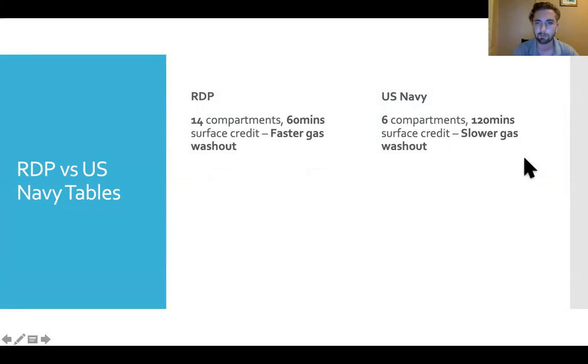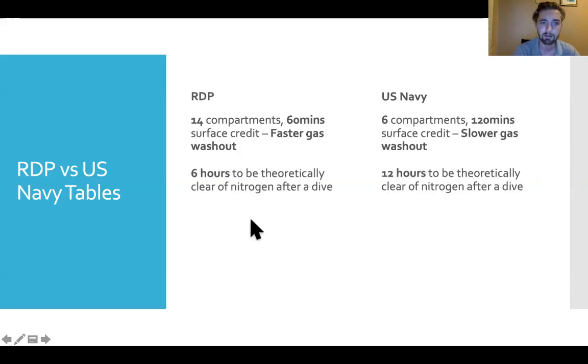Now, the way I'll remember this one is basically just the US Navy tables were invented for Navy divers who at the time were all 20-something American men. So they all look the same, only about 6. Whereas the RDP is built for recreational diving, which has a much wider scope of people engaging in it. So there's many more compartments for that.